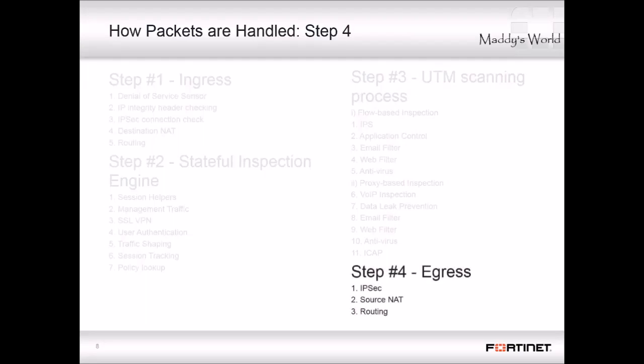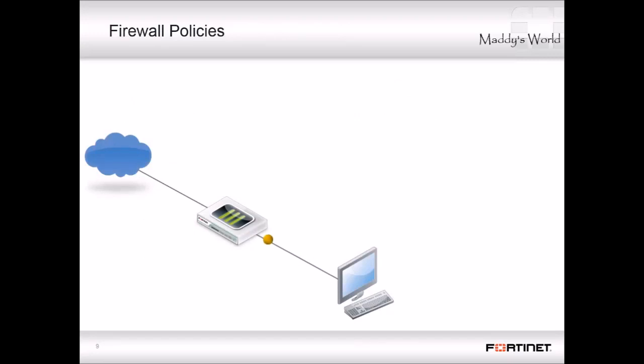After all this is the final step where the packet leaves out on the egress interface. The last few checks are to see if it belongs in a VPN tunnel, then any enabled source natting is performed. Finally, the packet is routed out the interface and leaves the FortiGate.